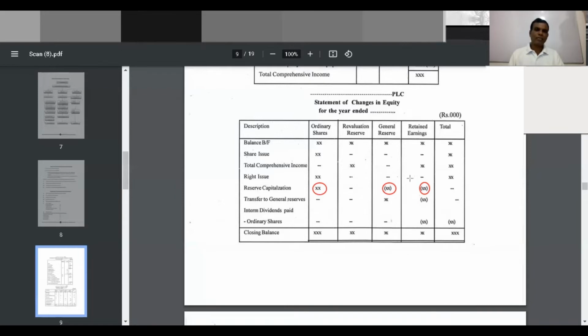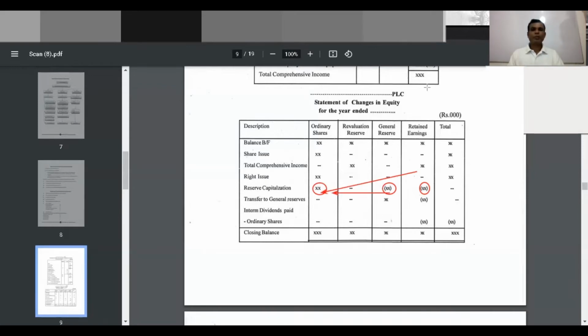So out of retained earning, 900 is decreased. Out of general reserve, 100 is decreased. Due to this, the ordinary share account increases by 1,000 in total. That is what we call capitalization of reserves.